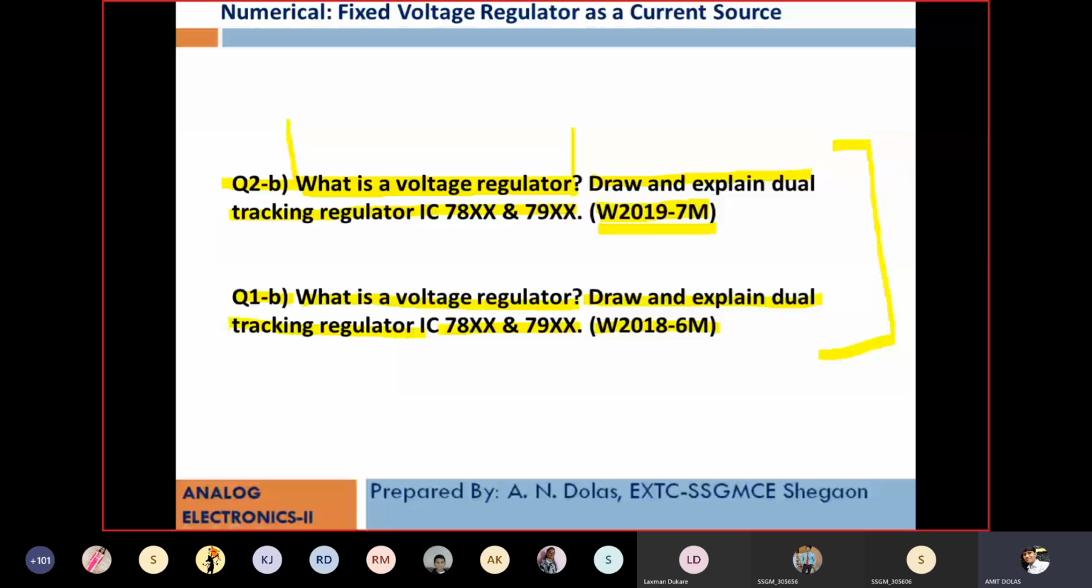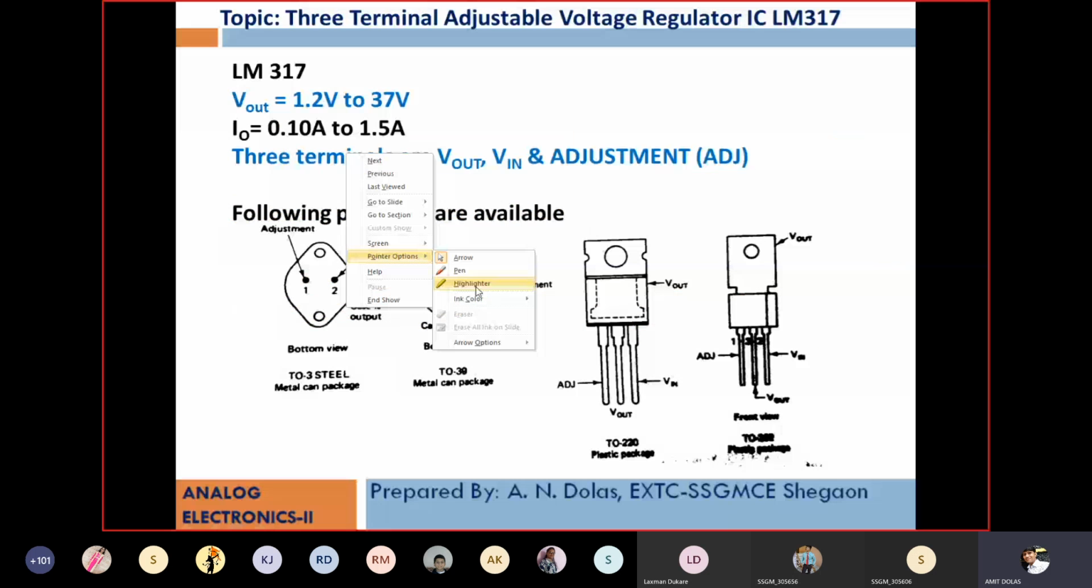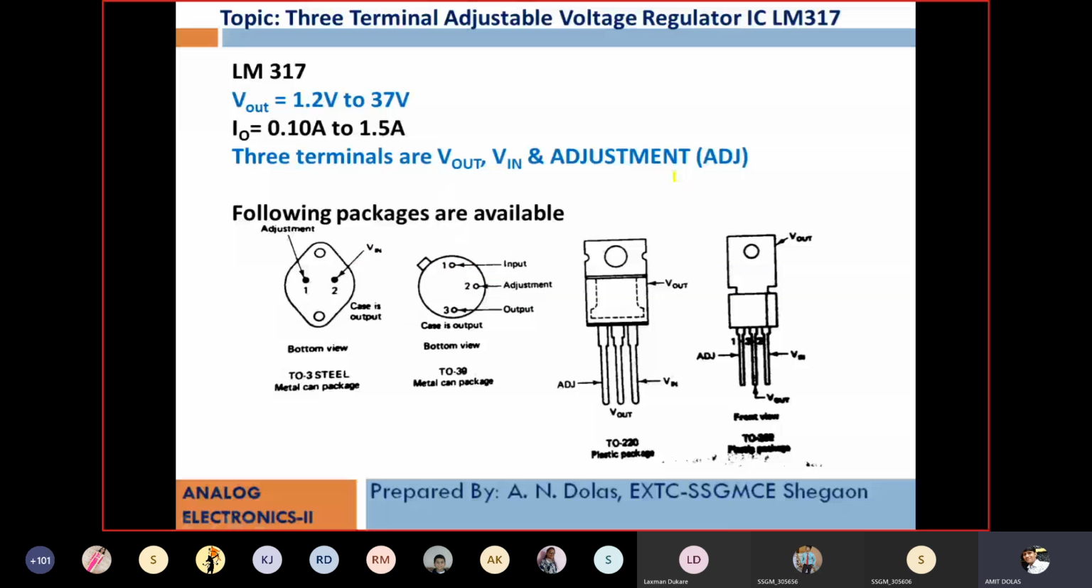Is the PPT visible to all? Yes, sir. Full screen visibility? Yes. Okay, thank you. So we are moving to the next topic. Any question till now? Any question on IC LM78 and 79 series? No, sir. Okay, thank you.